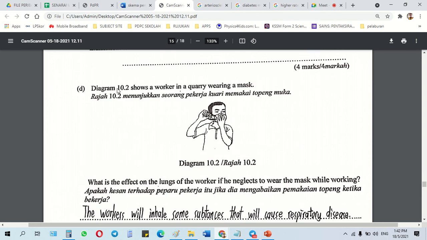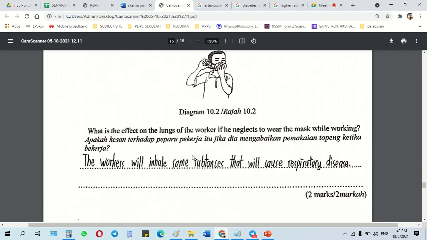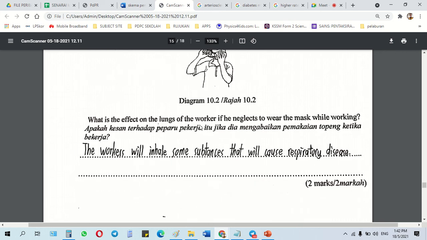Okay. Diagram 10.2 shows a worker inquiry wearing a mask. So what is the effect on the lung of the worker if he neglects to wear the mask while working? So it can damage the structure of respiratory passage and lead to the lung disease. The worker will inhale some substance that will cause respiratory disease. So 1 mark sajalah. So kita boleh bagi tahu damage respiratory passage, okay, lead to lung disease.